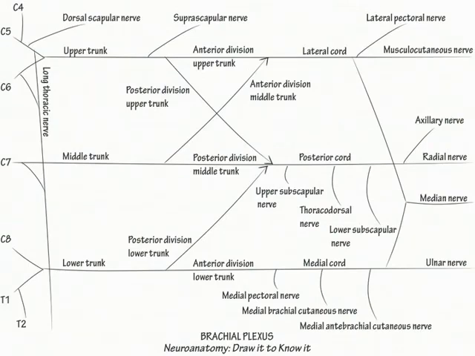Testing the medial antebrachial cutaneous nerve helps distinguish brachial plexus injuries from ulnar nerve injuries. The ulnar nerve covers the medial hand, and the medial antebrachial cutaneous nerve covers the medial forearm. This concludes our drawing of the brachial plexus. Next we will draw the median, ulnar, and radial nerves in further detail.